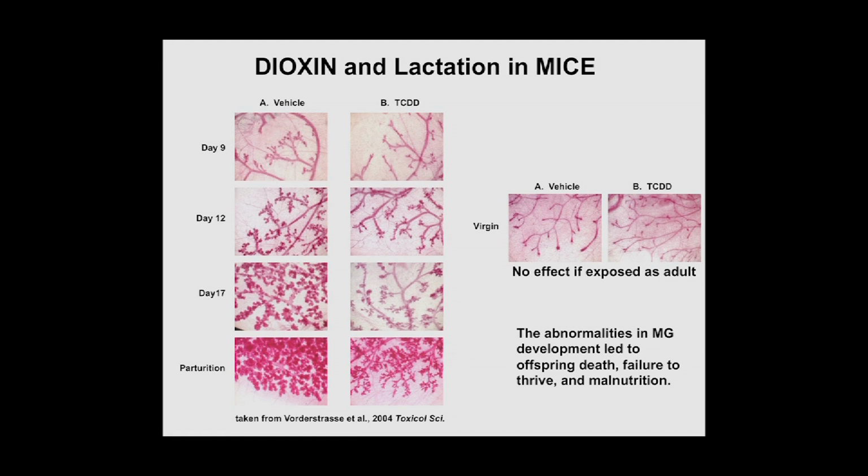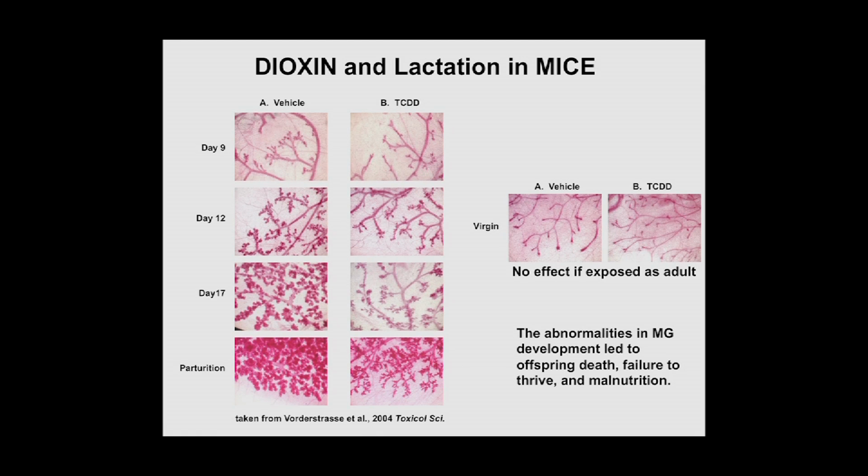As early as 2 days after the second exposure, we could already see that we weren't developing lobules in the system. And by day 17, you can really see a dramatic difference in the density of lobuloalveolar tissue that was developed in that gland. And this actually led to abnormalities in the mammary gland that were so severe that the offspring died in this study.